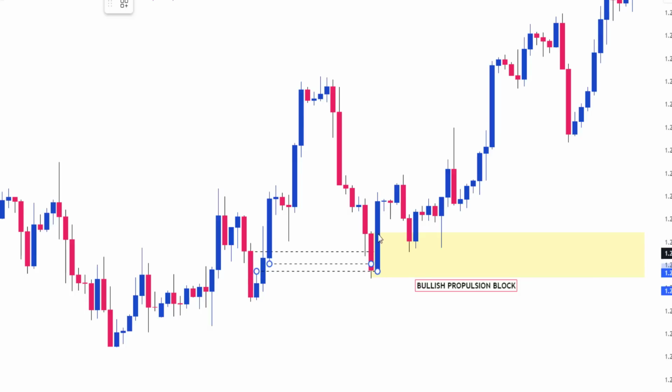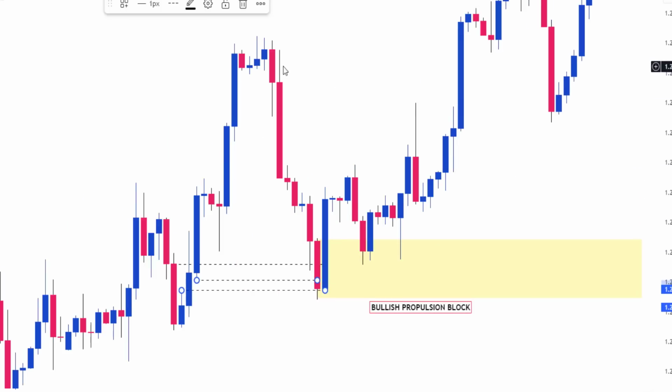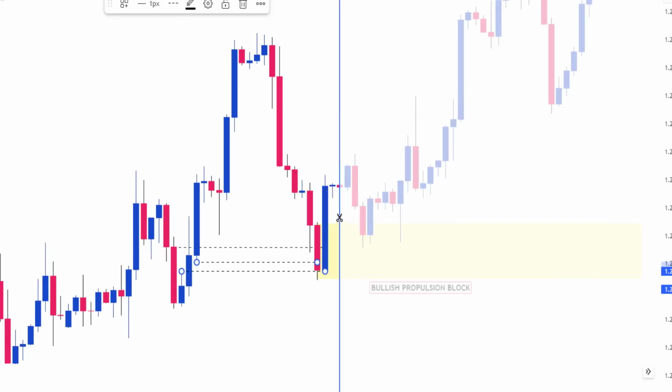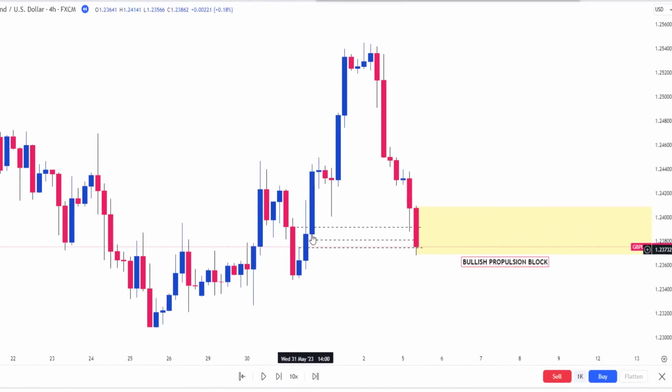So this last red candle, let me show you that. If you have a replay, you're going to see it. So you can actually see that price pushed up, having this break of structure right above here.